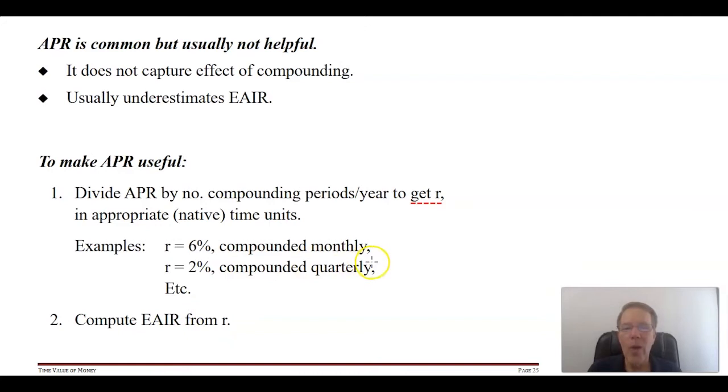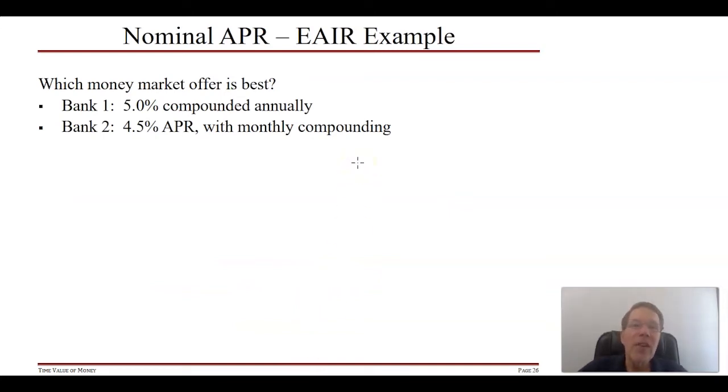Okay, so what are some examples here? After we convert to R, we get 6% compounded monthly, 2% compounded quarterly, etc. All right, so let's do an example here. We're going to need APR and EAIR for this example, and here's why. We're evaluating money market offers by 2 banks. Bank 1 is offering 5% compounded annually. Let's just note this right away, it's the equivalent annual interest rate. It's what we've got in time equals year terms, and compounding matches that in years, so that's our EAIR.